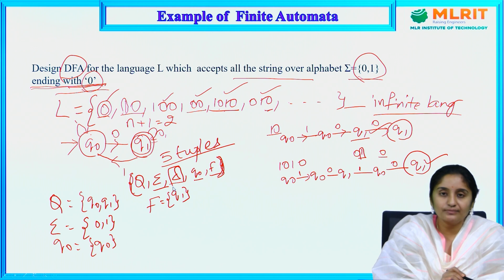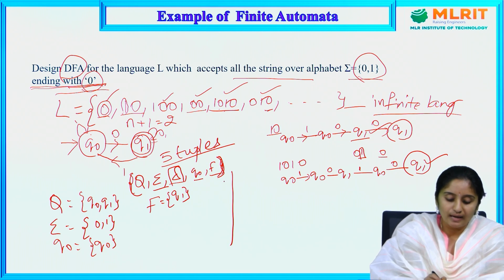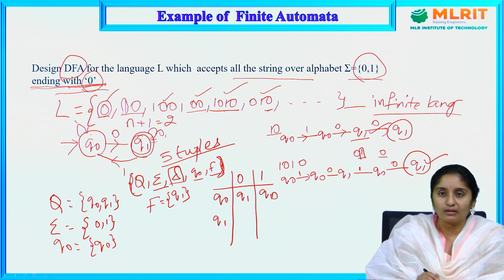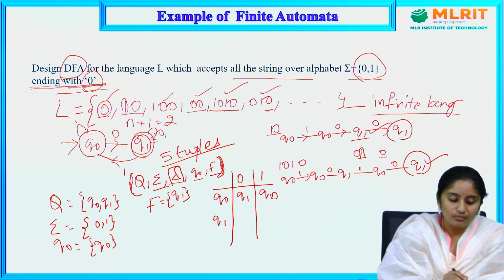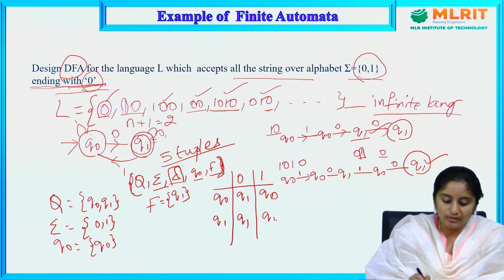What is the other one I am having? Delta, the transition function or the transition table we are going to construct. How are we going to construct it? There are 2 states, Q0 and Q1, and the inputs are 0 and 1. Q0 on 0 goes to Q1. Q0 on 1 stays in Q0. Q1 on 0 stays in the same state. Q1 on 1 moves to Q0.